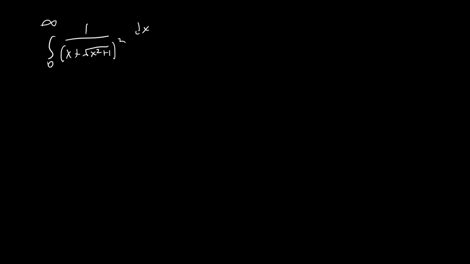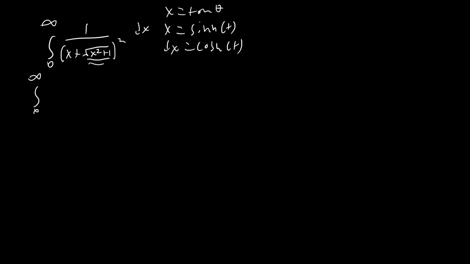So there's two options here. Option 1 is x equals tangent theta, because then this will just become secant theta. And option 2 is x equals sinh of t, because then this will just become cosh. I think the sinh one is actually going to work out a little bit better for us, because we're also going to end up integrating from 0 to infinity right here, so that means that dx is going to be cosh of t dt. So we're going to have cosh of t over (cosh of t plus sinh of t) squared dt.